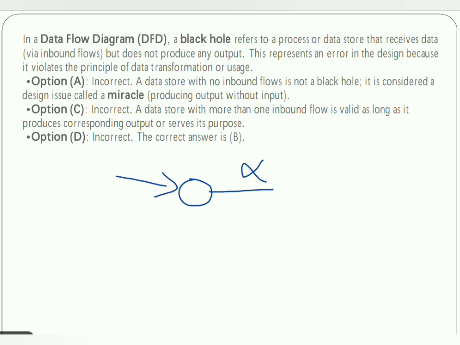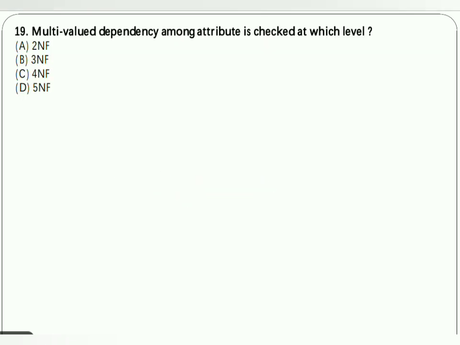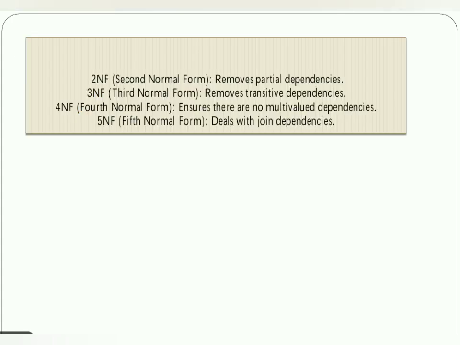Next one. Multi-value dependency among attributes is checked at which level? So multi-value dependency is checked at the fourth normal form. So option C is correct. Next one.